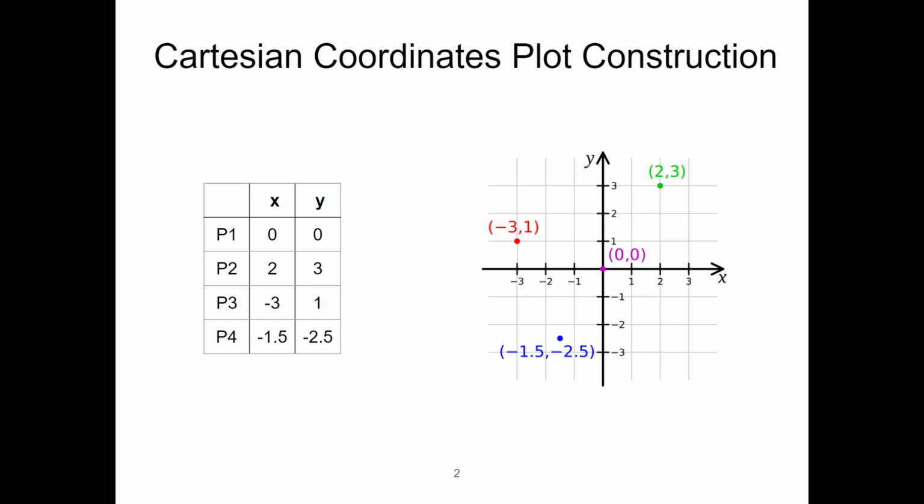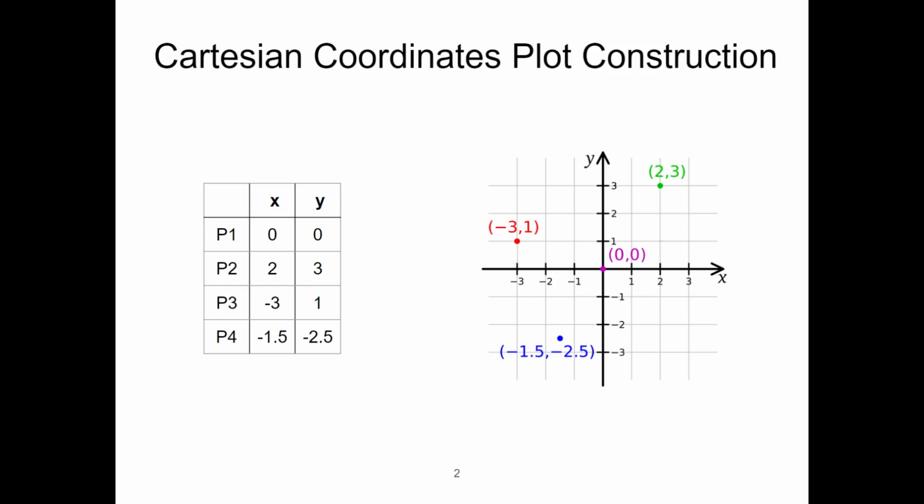The table on the left shows 4 different points with the 2 variables x and y. Each point is located on the Cartesian coordinates on the right. Point 1, 0, 0 is located on the origin. To identify point 2, 2, 3, we move 2 units to the right of the origin and 3 units upwards from the origin.